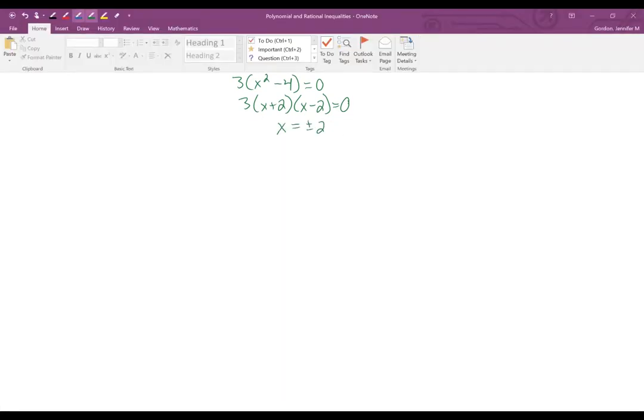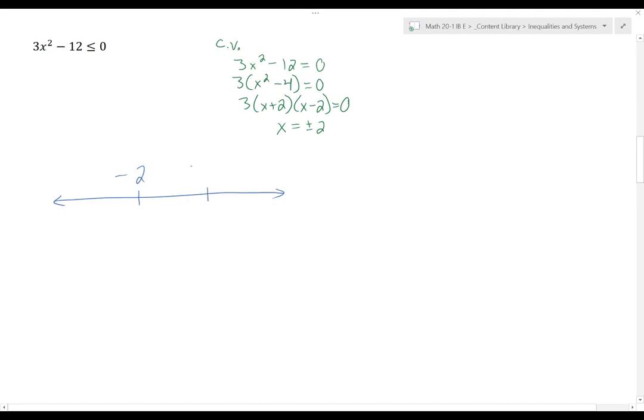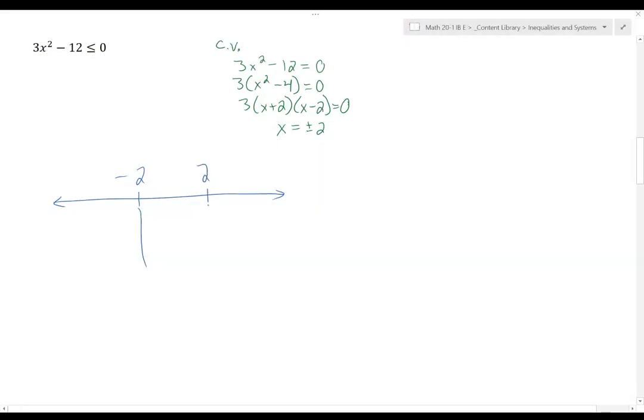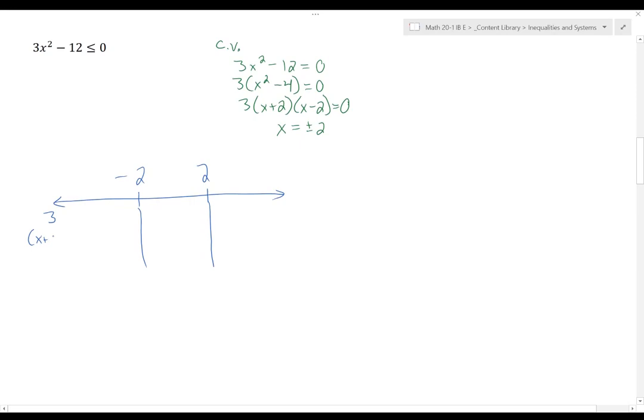So now that I have my critical values and the factors, I can go to the table of signs. So my number line is divided by negative 2 and 2. Now that's 3. The 3 is technically still part of this inequality. Because it's positive, I don't really need to worry about it. If it were negative, I definitely would. So just as a practice, I always include the coefficient. I'm going to include the 3, the x plus 2, and the x minus 2.